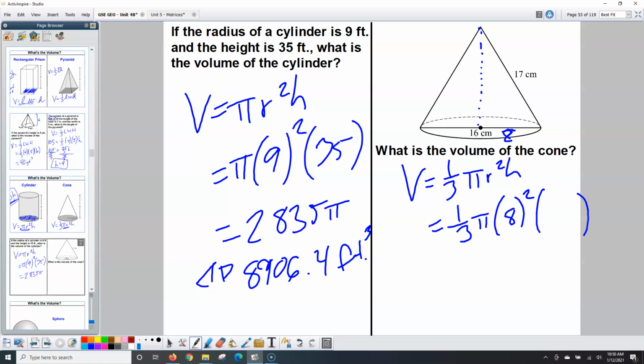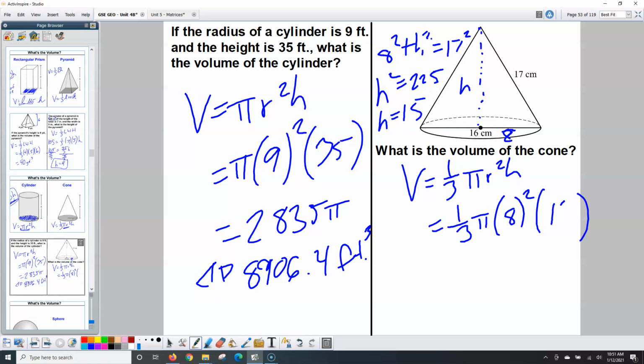Pythagorean Theorem. So put an X right there, or I guess I could put an H right there. Make it an H. Well, I've got 8 squared plus H squared equals 17 squared. That's 64 and 289. When you subtract the 64 over to 289, I think it's 225. So you get H squared equals 225. That means H equals 15. So that's your height.